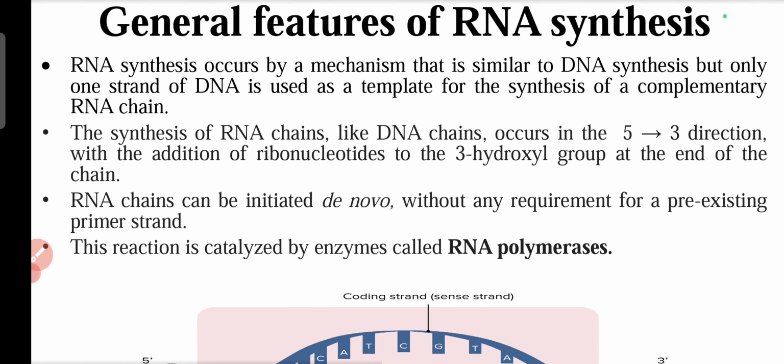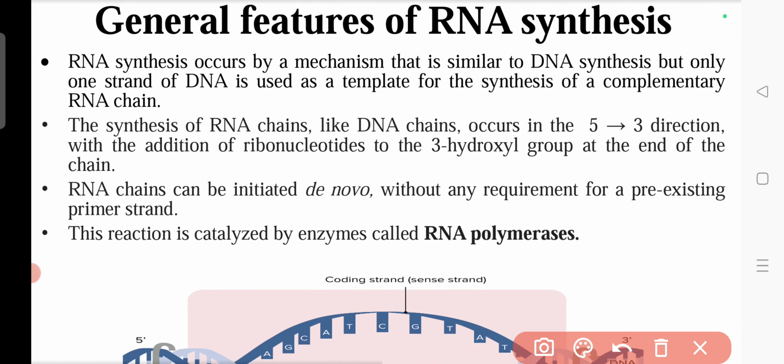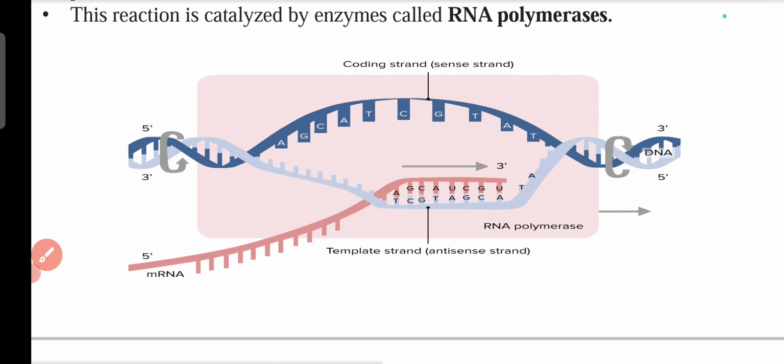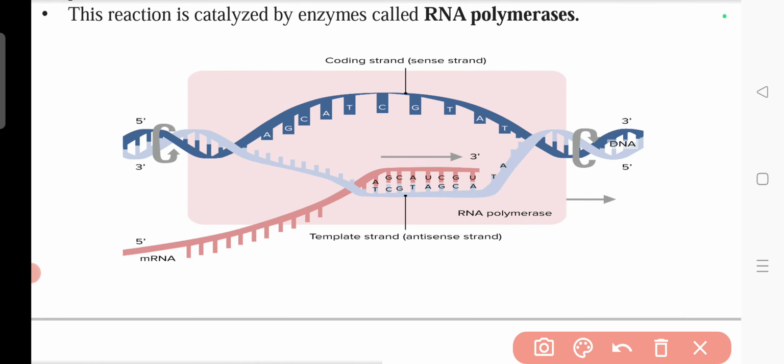We can say that RNA synthesis occurs in the cell in the same way as DNA synthesis, meaning a similar type of mechanism is followed by RNA synthesis. But in case of RNA synthesis, only one strand of the DNA is used as a template. If you recall the DNA synthesis or DNA replication process, both strands of the DNA are used as a template by the cell to synthesize new DNA molecules.